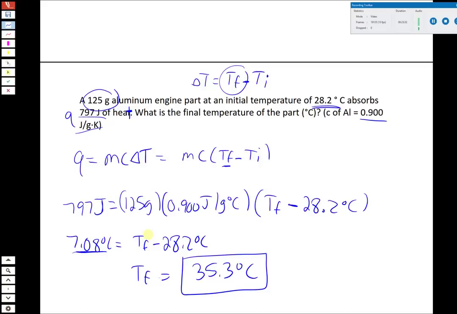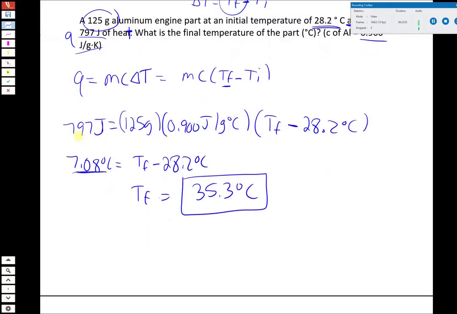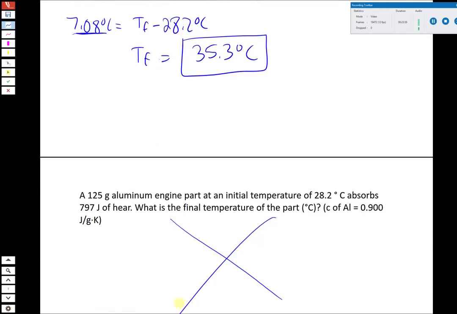In these problems, you can often at least check your work to some extent by just looking at the wording. So if the system is absorbing heat, anytime you absorb heat, your temperature has to increase. So your temperature that you solve for should be larger than the initial. If it wasn't, then you know that you messed up the math somewhere. But in this case, we do get a larger temperature, and that would be the correct value to correspond to 797 joules of heat. All right, I think I duplicated this one by accident, so that one we're done with.